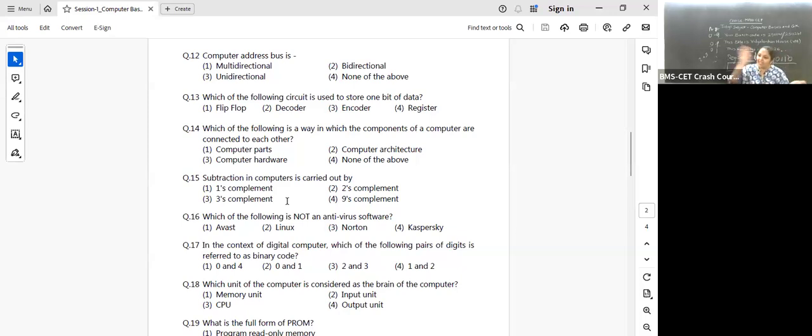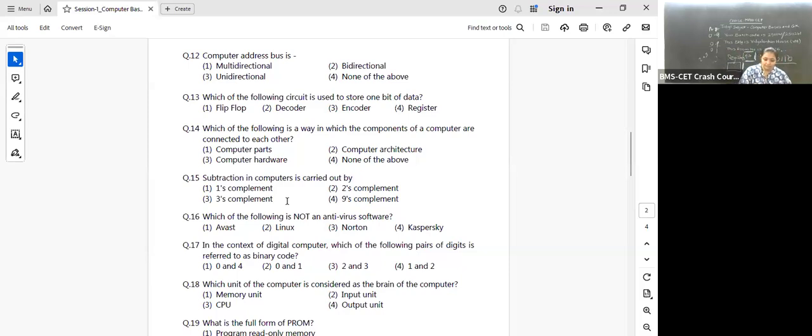Read the question twice, thrice. Very simplified question. Which of the following is a way in which the components of a computer are connected to each other? What are the options? Computer parts.